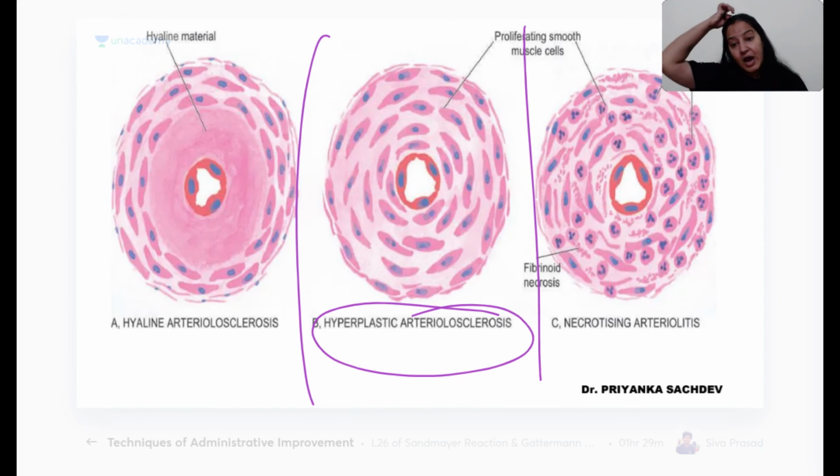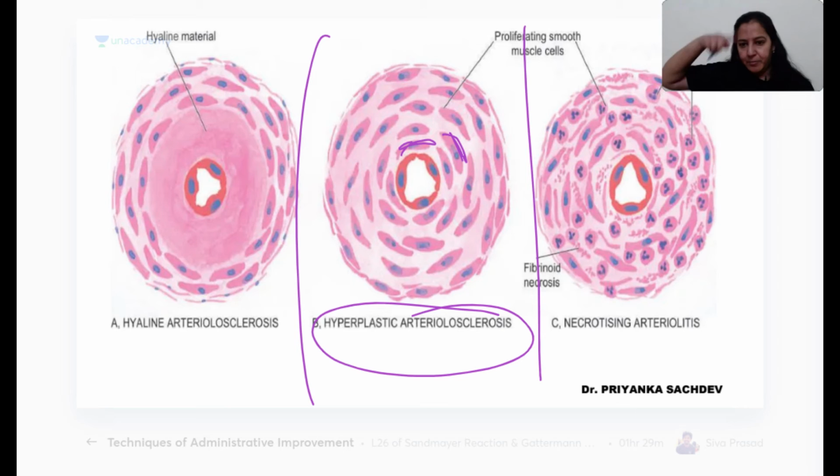It is hyperplastic arteriosclerosis. So what is there? What is different than normal? I've told you the normal diagram. What is different than normal? Can anyone tell me? What is different? The media, look at the media. In the media, look at the smooth muscle cells. The smooth muscle cells are more. The media is thickened.